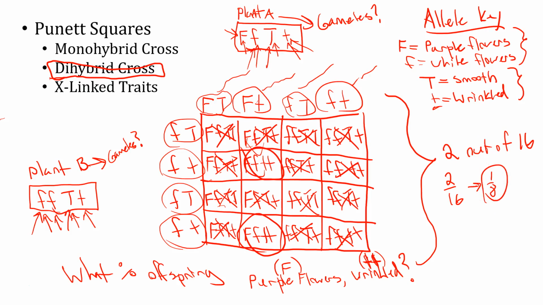which I think is 0.1357, maybe, I want to say. I don't have a calculator on me, but it should be close to it. All right, so about 10 to 15% of the offspring are going to have purple flowers and be wrinkled. Okay, so that's how a dihybrid cross works.